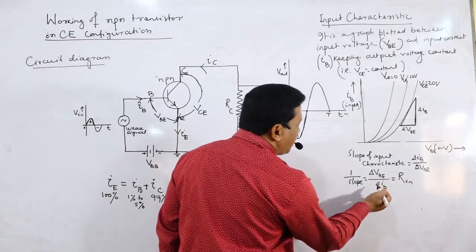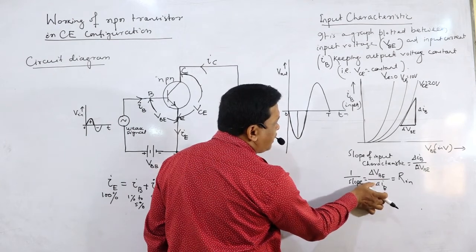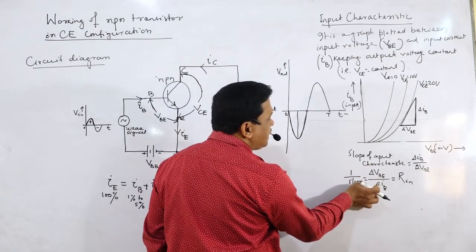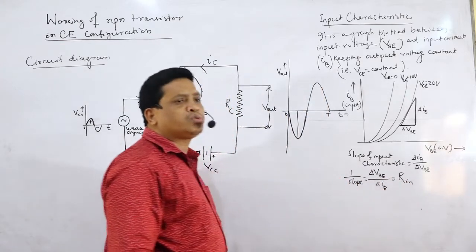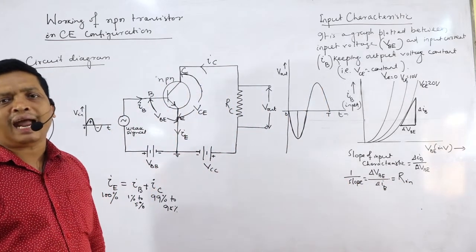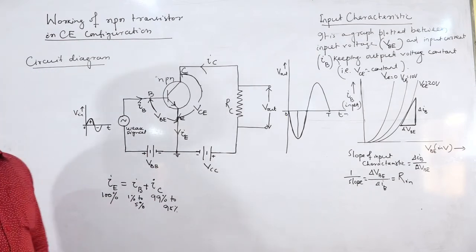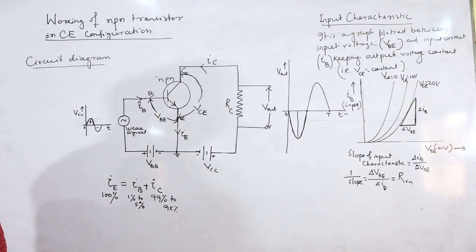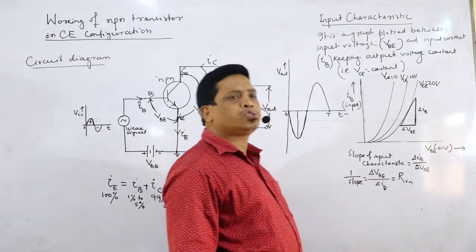Now you can see here that delta VBE is smaller, delta IB is larger. Therefore numerator smaller, denominator larger. So therefore Rin is very small. Input resistance is very small, which should be because the input PN junction of the transistor is always forward biased. Therefore this input resistance is very small.